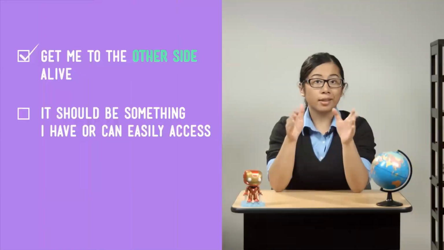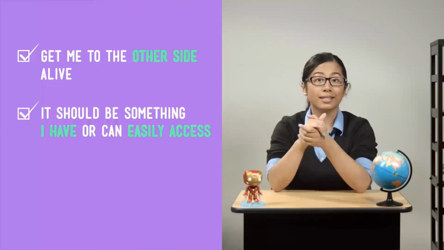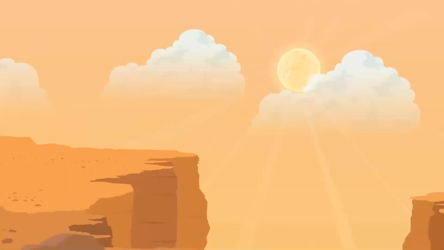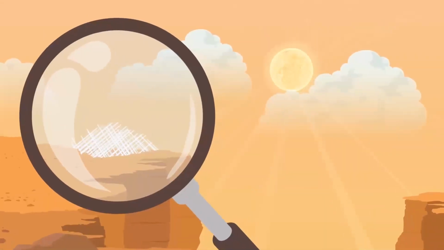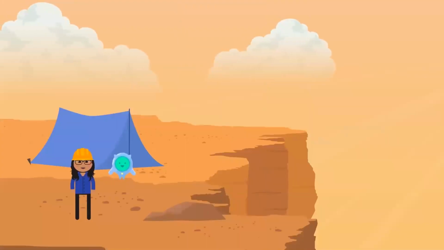Number 2, the thing that gets me to the other side should be something I currently have or can easily access. Number 3, it would be nice if I could reuse whatever it is once I'm on the other side. Now, if Superman's Fortress of Solitude was nearby, I'd snag him and make him fly me over this canyon, no prob. But sadly, I don't have access to Superman's secret lair. So, like any other engineer, I have to make do with what I have. So, what do I have? I've got the tent that I camped with, and that's about it.